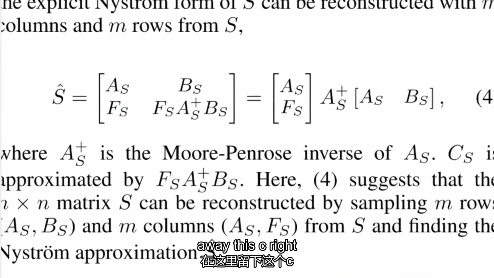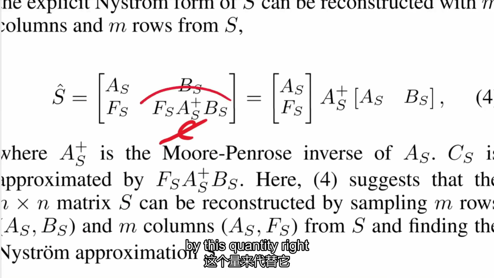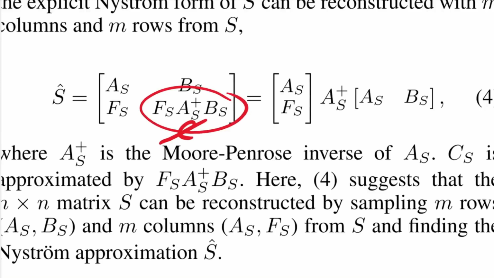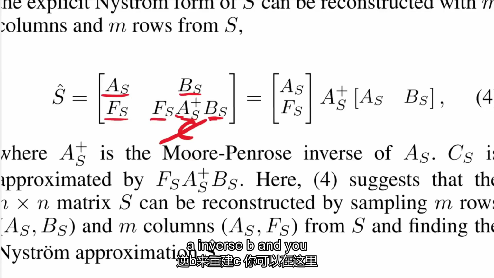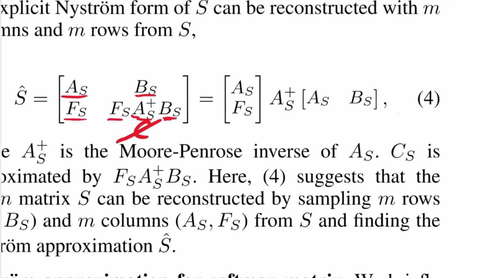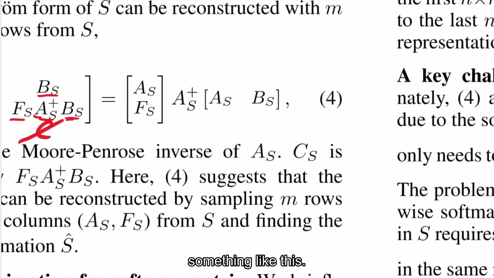It leaves away this C right here, and replaces it by this quantity right here. So if we have A in the top left and then F and B on the off diagonals, then we can reconstruct C, and this seems like magic. We can reconstruct C by F A inverse B. Okay, and you can see it over here how you would calculate something like this.